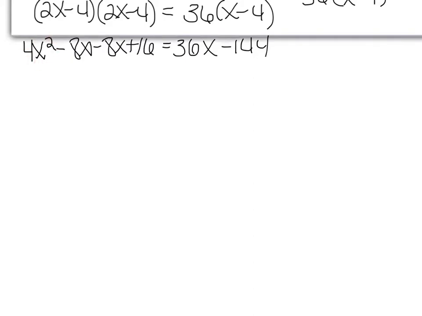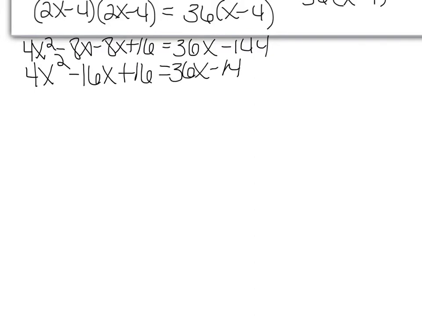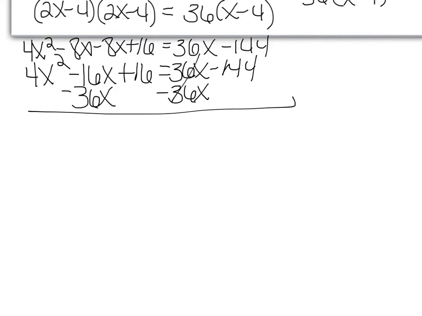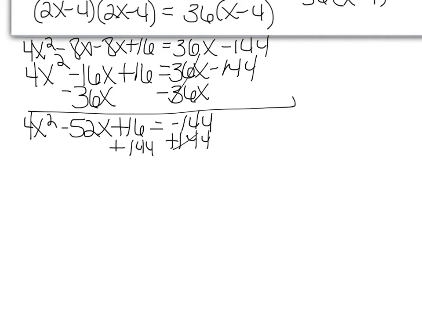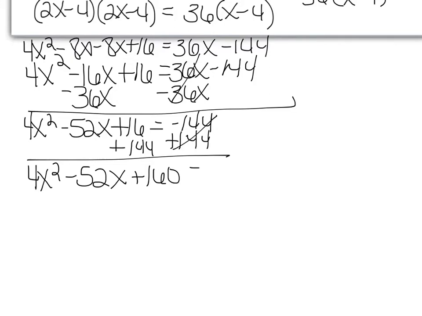The squared here should be a dead giveaway that I'm going to have to factor. So after I clean this up a little bit, I'm going to move everything from the right side to the left so that I'm set equal to 0 so that I can factor. So I subtract 36x from both sides, which gives me 4x squared minus 44x plus 16 is equal to negative 144. Then I add 144 to both sides, leaving me 4x squared minus 52x plus 160 equals 0.